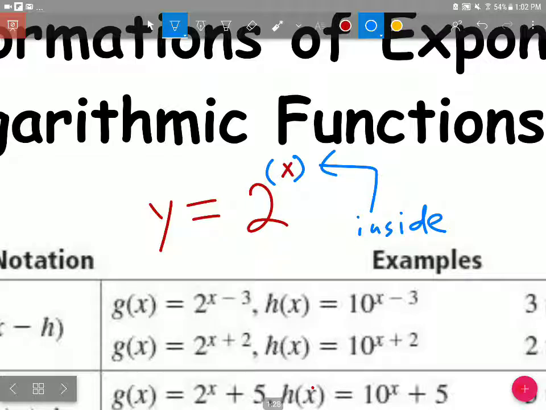Now, the base itself, we are not going to worry about. The base can do one of a lot of things. The base can actually stretch, it can shrink, it can actually reflect it as well. So, we are not going to be playing with the base. Now, we might multiply it by something up front, like put a 4 times 2 to the x, something like that. But the base we're not going to worry about. We'll put different bases up there, but we're not going to worry about that.